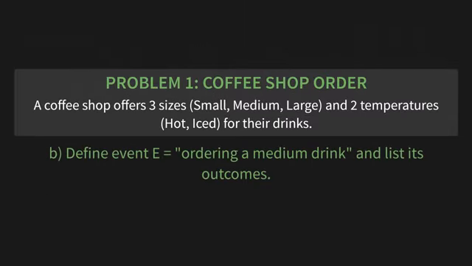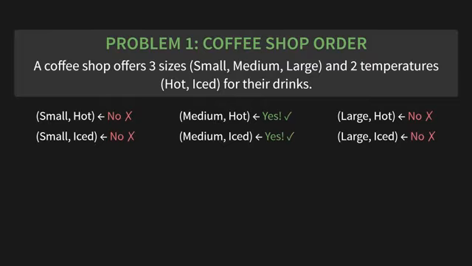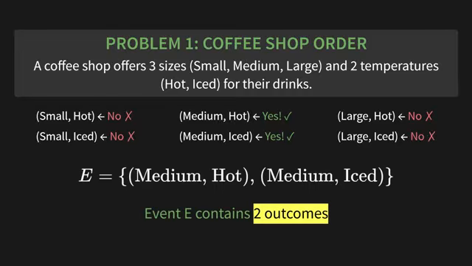Now, let's define the event E equals ordering a medium drink and list its outcomes. So, what exactly is event E? It's any order that involves a medium drink, regardless of temperature. Looking at our sample space, we can quickly spot which outcomes belong to event E. Remember, we only care about the size being medium. So, E equals medium hot, medium iced. Just those 2.